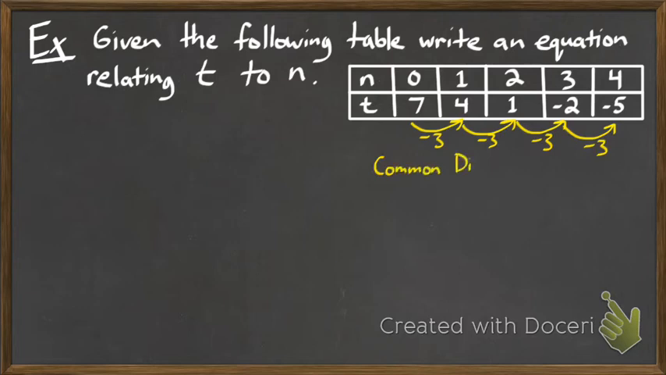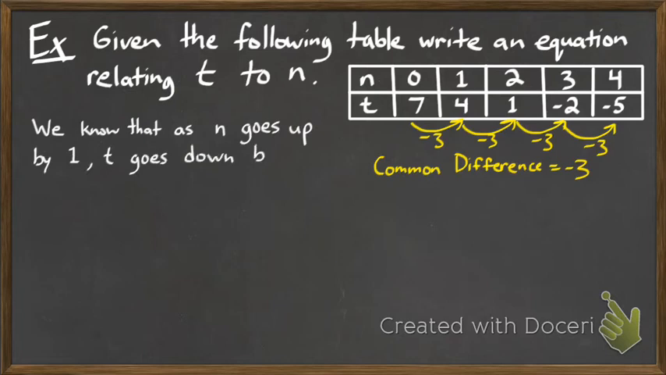What we can see is that t is going down by 3 each time. Since that is decreasing by a consistent rate, our common difference is going to be -3. We know that by looking at this table: n goes up by 1 and t goes down by 3 for each value. So therefore, when we look at our general equation, t equals our common difference of -3 times n.